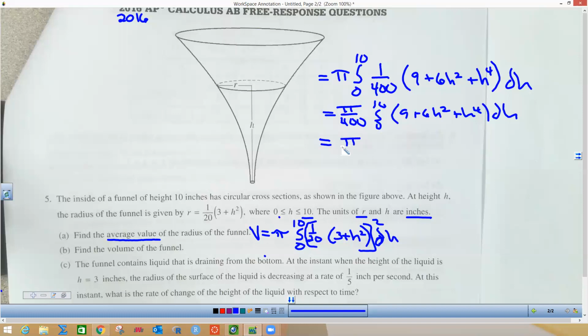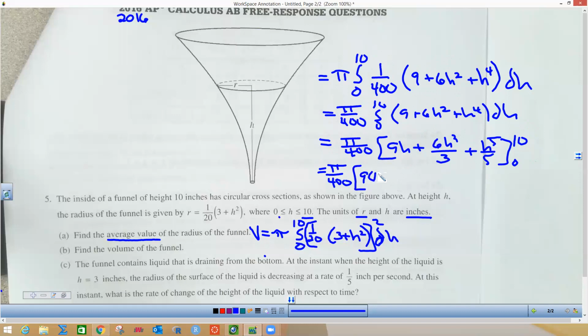So we still got our pi over 400 out front, and then we're going to have 9h plus 6h cubed over 3 plus h to the 5th over 5, and we're going out again from 0 to 10. And now we're going to plug in the top one. So we got this pi over 400 out front, and we're going to plug 10 into all these h's.